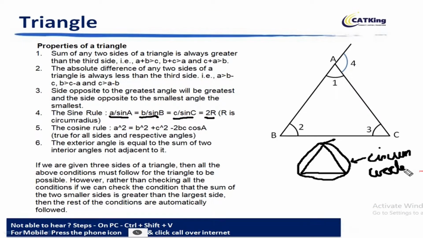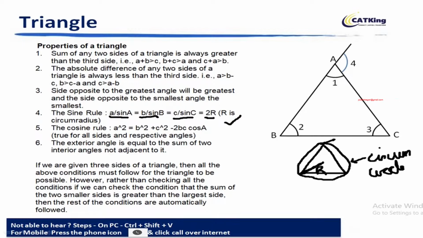This is the circumcircle, right? And suppose this is the center of the circle, this radius will be called the circumradius, represented by capital R. This is capital R. And these small a, b, c are the sides of the triangle, and these capital A, B, C are the angles.